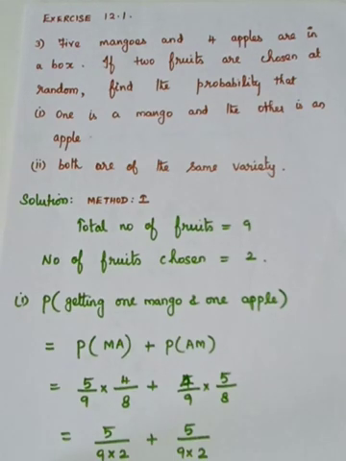5 mangoes and 4 apples are in a box. If 2 fruits are chosen at random, find the probability that in the first subdivision, one is a mango and the other is an apple. Second one, both are of the same variety. So, I am going to explain this problem in two methods. So, we'll go for the first method.